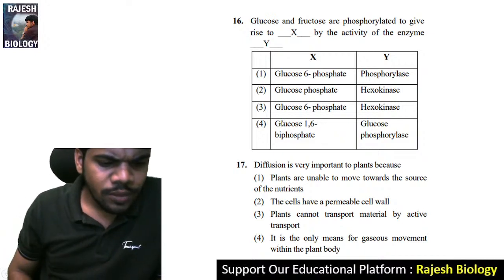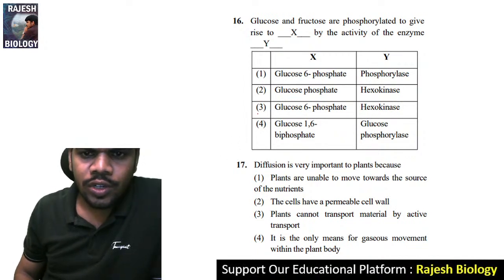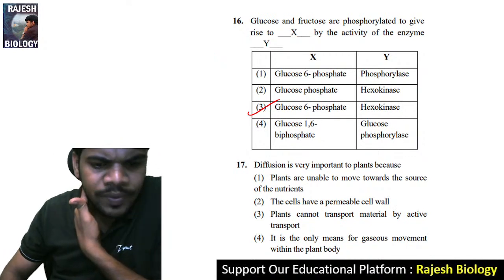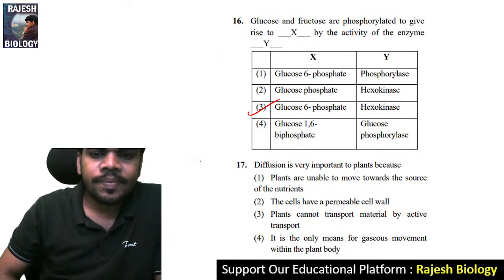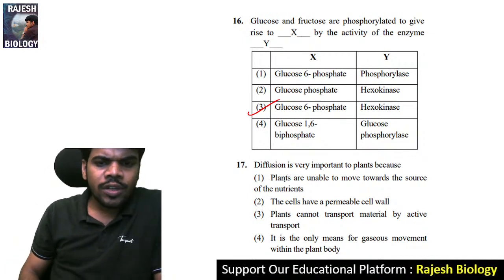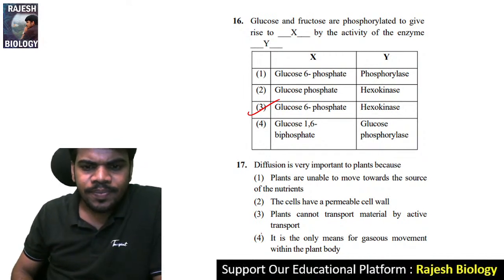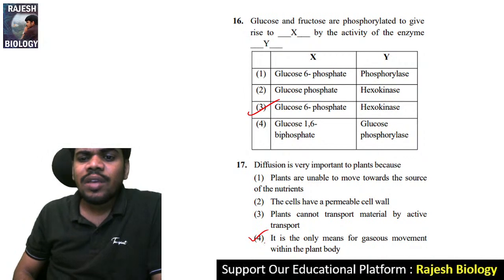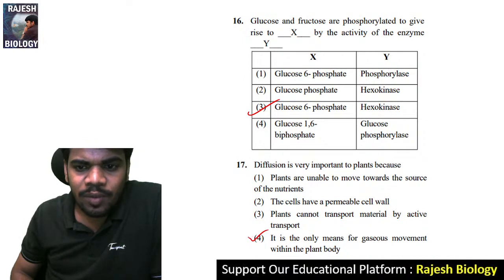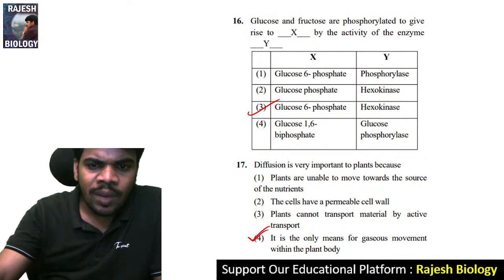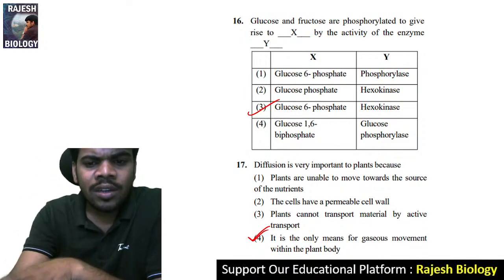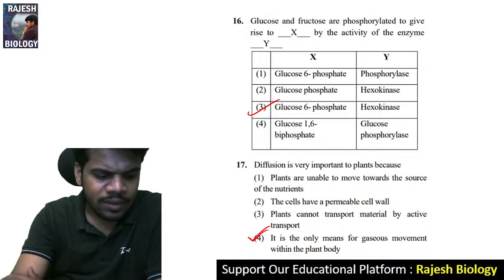Next, come to the 16th question. The right answer is glucose 6 phosphate, and it is done by hexokinase. Perfect, Gnaneshwari, right? And the 17th question. Diffusion is very important to plants because it is the only means for gaseous movement within the plant body. That's why diffusion is very important. In plants, diffusion occurs especially for gases.